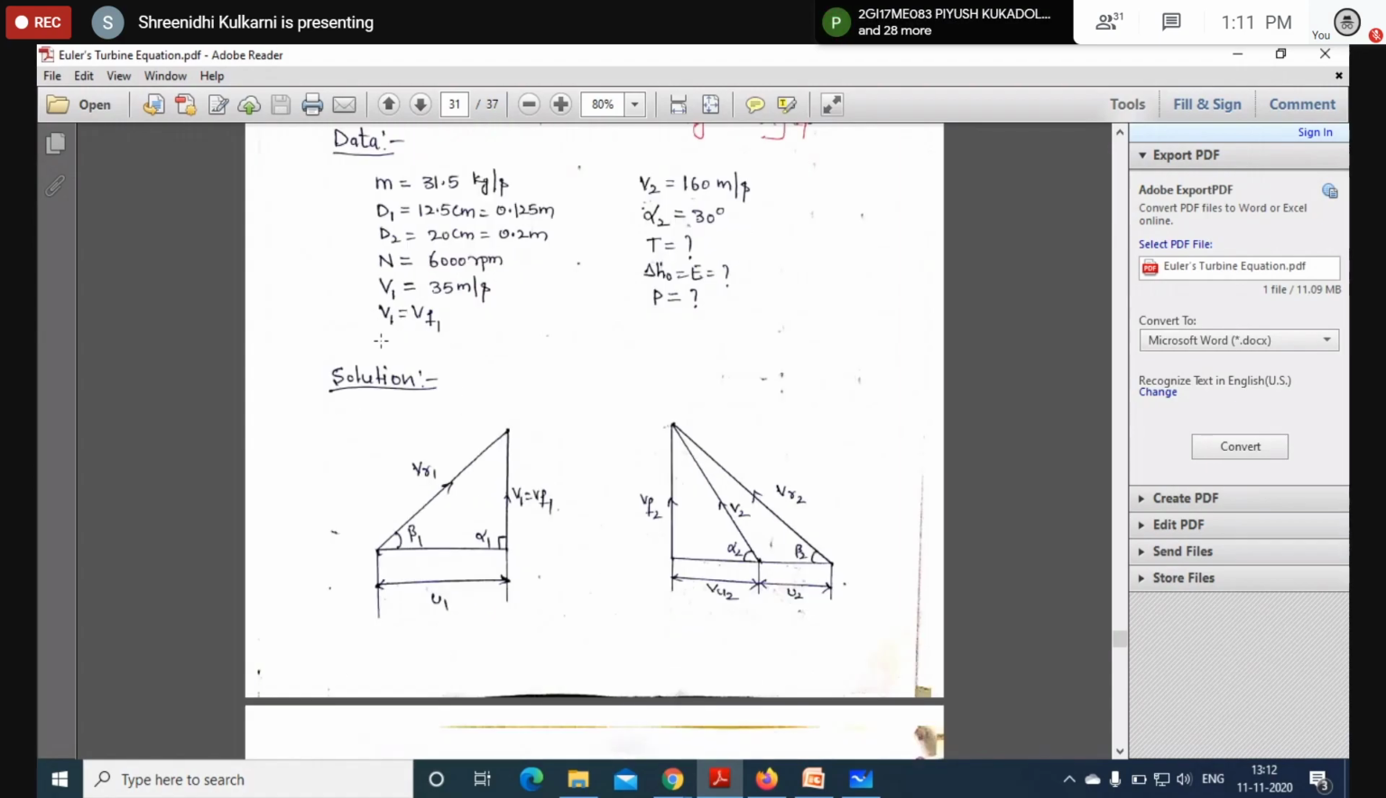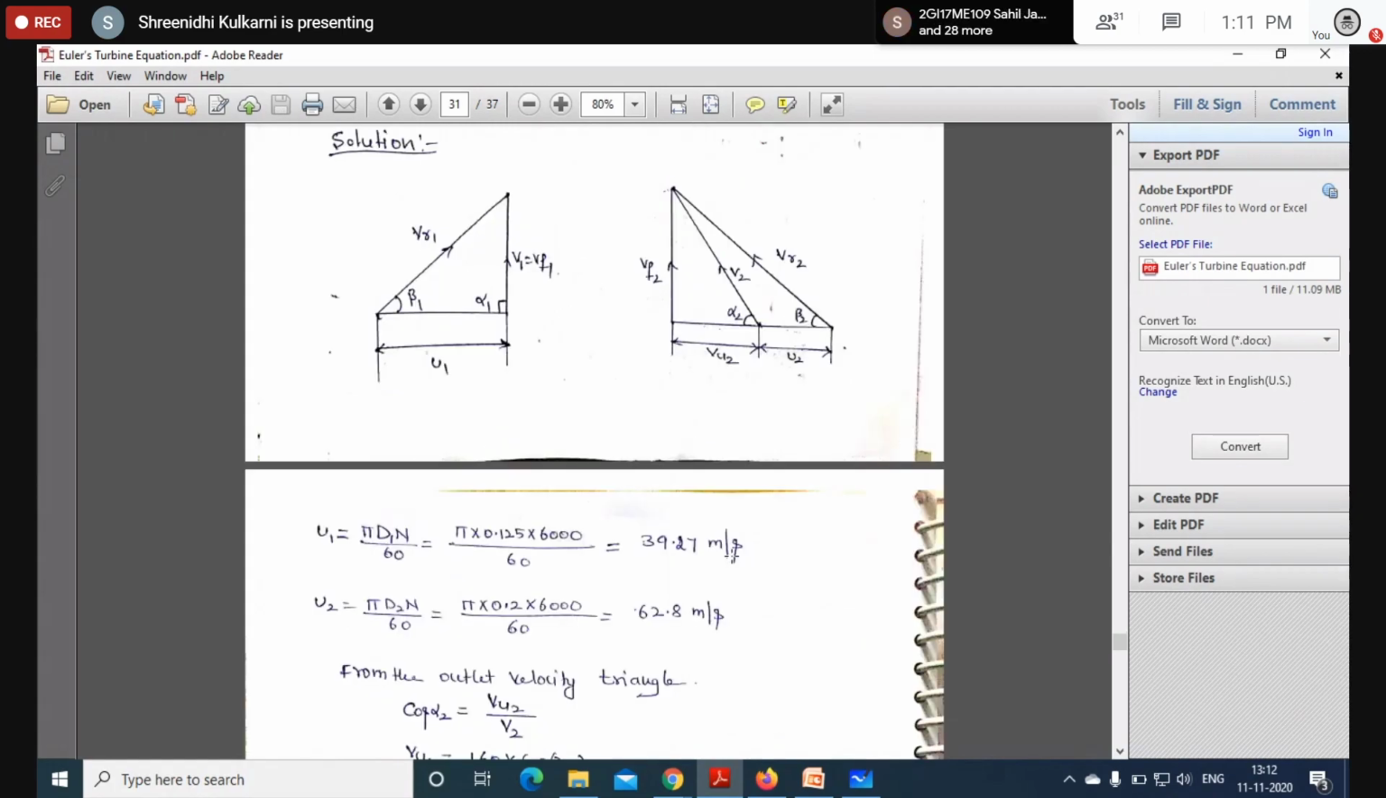Here is the inlet velocity triangle as per the condition, which I have drawn. The water is entering at inlet axially, so V1 will become Vf1. I drew a right angle triangle, and here Vu1 will become 0. The outlet velocity triangle I have drawn the same way.